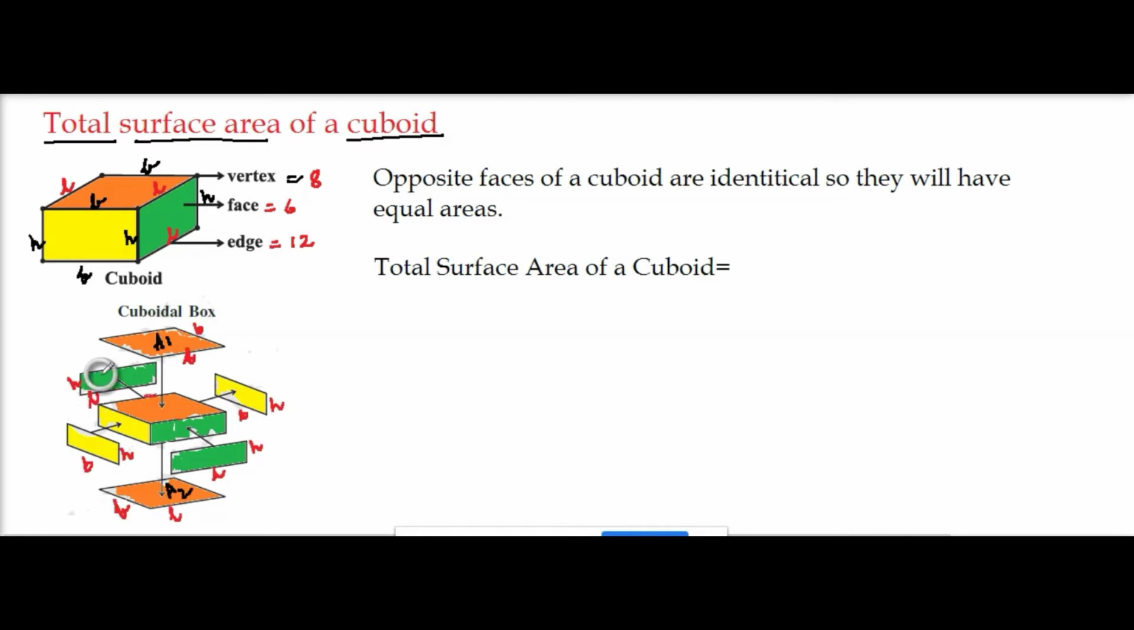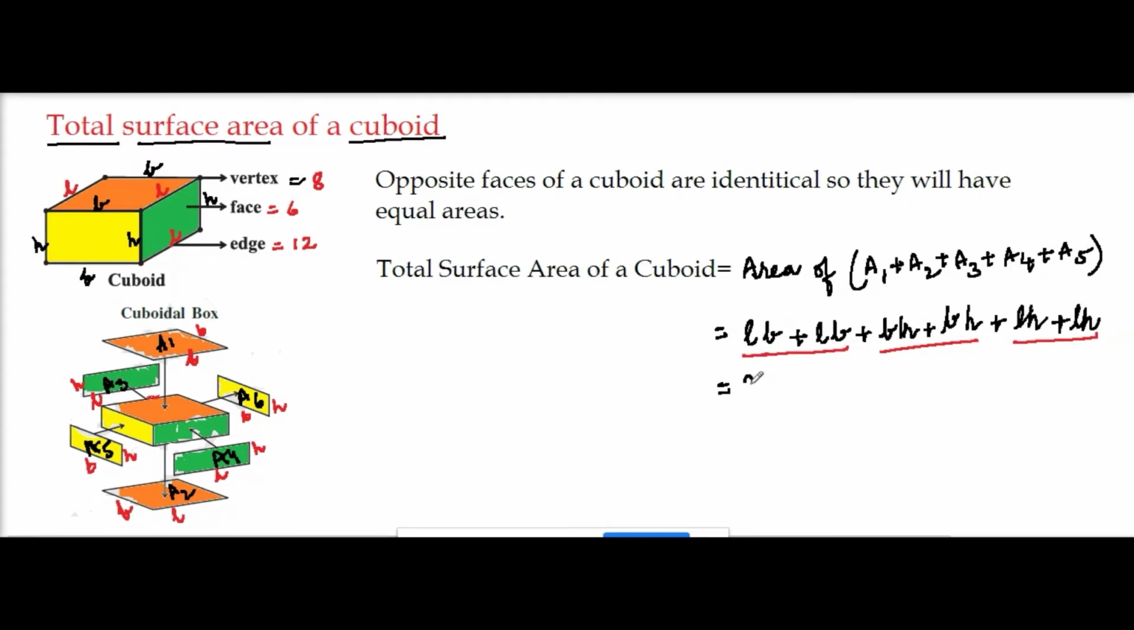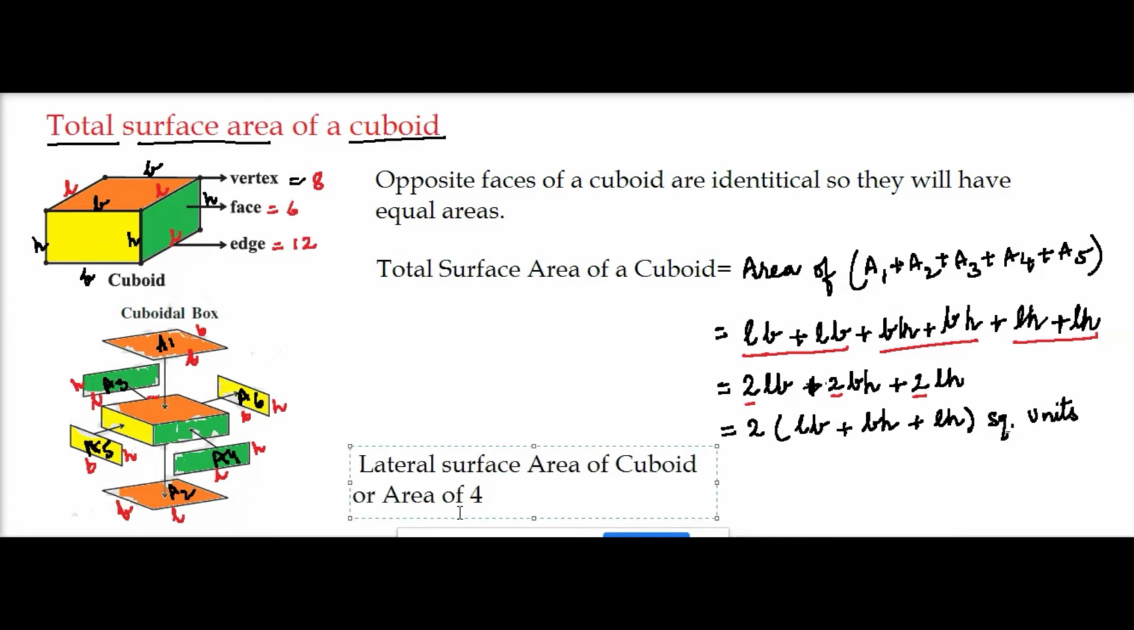So total surface area of a cuboid is actually the sum of the areas of all these 6. So if A1, A2, A3, A4, A5 and A6 are the areas of rectangles, then their sum will be the total surface area of the cuboid. So each shape is a rectangle, so the product of two dimensions of each rectangle will be the area of each rectangle. So we can write LB plus LB plus BH plus BH plus LH plus LH. It is the area for each rectangle.